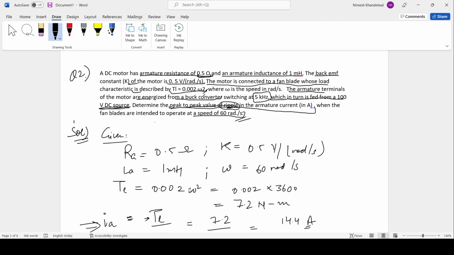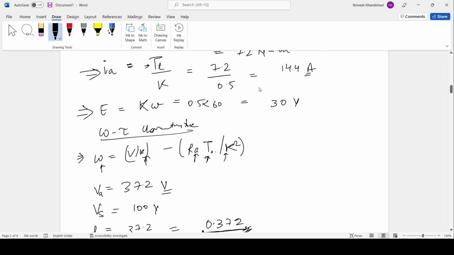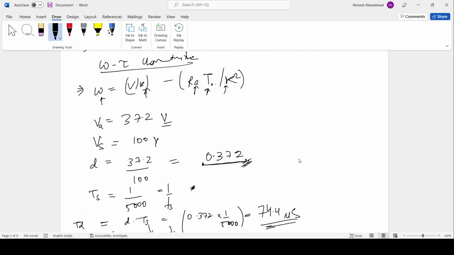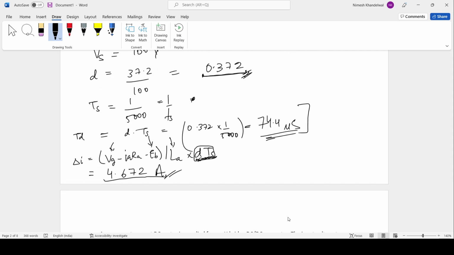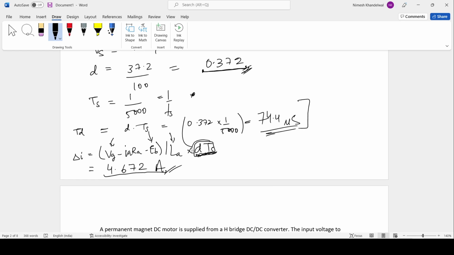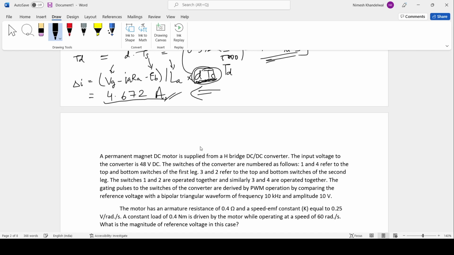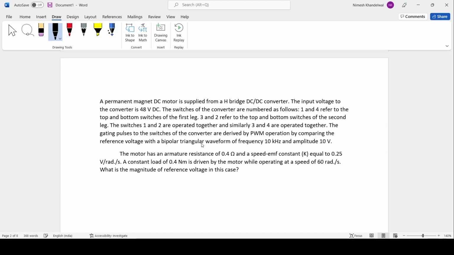Okay, so like this question, in some sense, you can say that it was an extension of the last question. In the last question, we had determined for how much time the switch is on. And here we have actually used how much time the switch was on, that is our TD, for calculating the ripple in the armature current. Cool. So I'll move on to the next problem.